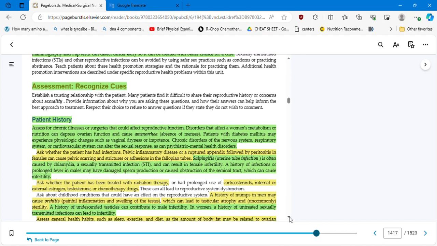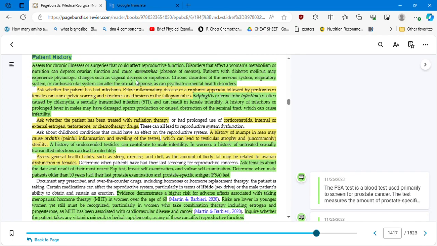Assessment, recognizing the cues. In patient history, assess for chronic illness or surgeries that could affect reproductive function. Disorders that affect a woman's metabolism or nutrition can depress ovarian function and cause amenorrhea, absence of menses. And as I mentioned in class, the good way to remember the definition of amenorrhea is A is like saying adios, right? Goodbye menses.